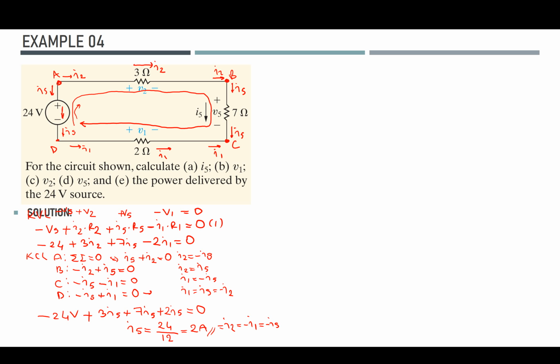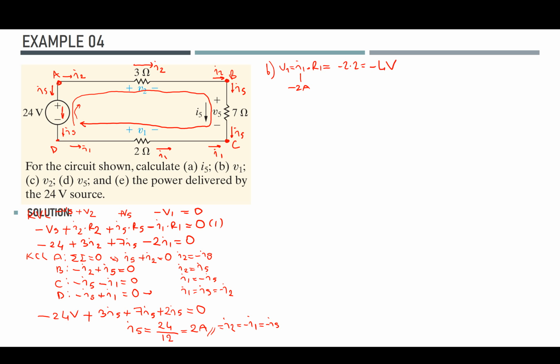For part B, we are asked to calculate V1. It's easy once we know the current value. V1 equals I1 times R1, which is 2 ohms, and we know that I1 is minus 2 amps, and from here minus 2 times 2 would give us minus 4 volts.